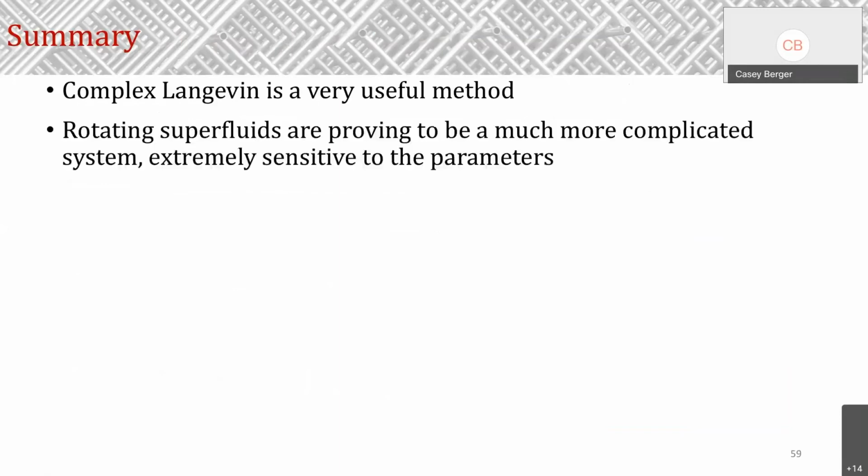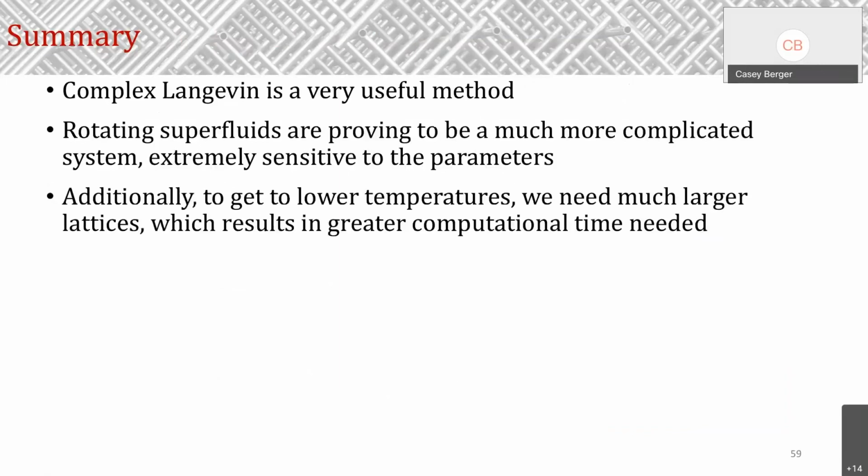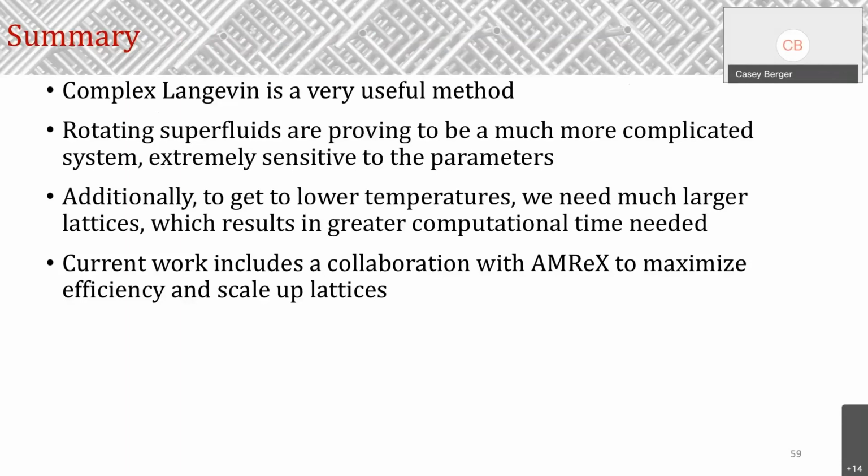Okay, so in summary, complex Langevin is a very, very useful method. But rotating superfluids are proving to be a much more complicated system. They're extremely sensitive to the parameters. To get to lower temperatures, we need much larger lattices. This results in a much greater computational time needed. And my current work includes collaboration with AMReX to maximize the efficiency of our algorithm and really scale up those lattices so we can start to see some exciting results.